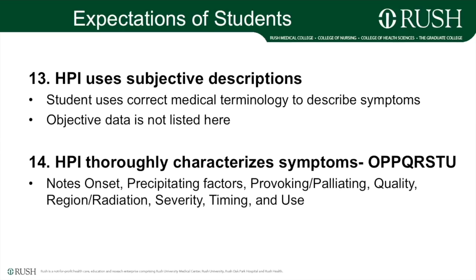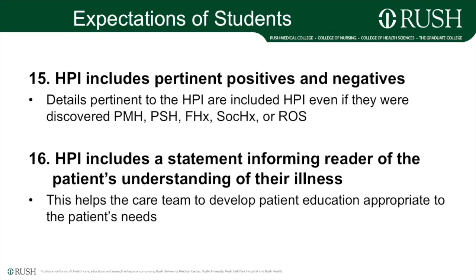Your HPI should thoroughly characterize your patient's symptoms using the OPPQRST acronym. The HPI should include pertinent positives and negatives found in the patient's past medical history, past surgical history, social history, and review of systems. Number 16, lastly, the HPI should end with a statement informing the reader of the patient's understanding of their illness. This will help the audience to determine an appropriate education plan for the patient.